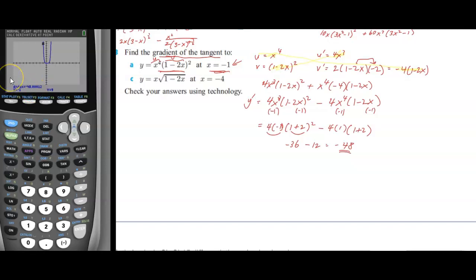Okay, let's do the second one. Let's do this one. So if this is u and this is v, we can use product rule. So u equals x, v equals, and I'm going to rewrite it as 1 minus 2x to the 1/2 because it's easier to take the derivative of. u dash is 1, v dash is equal to 1/2.